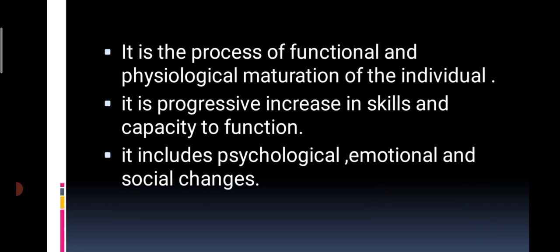And development includes psychological, emotional, and social stages. Why does it include psychological, emotional, and social changes? We know development is the change of different aspects of the individual. The different aspects include psychological, emotional, social, motor, etc. And all these different aspects become developed during the process of development. There is a change in these different aspects during the development process.